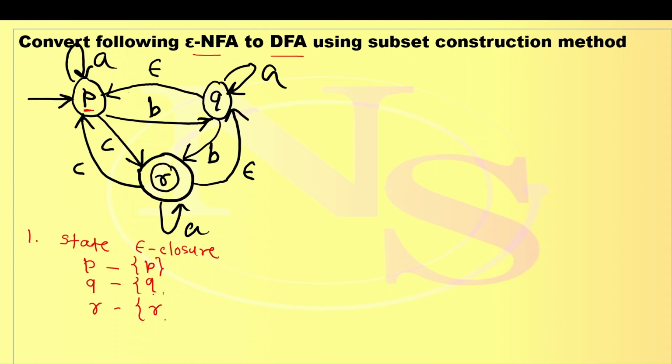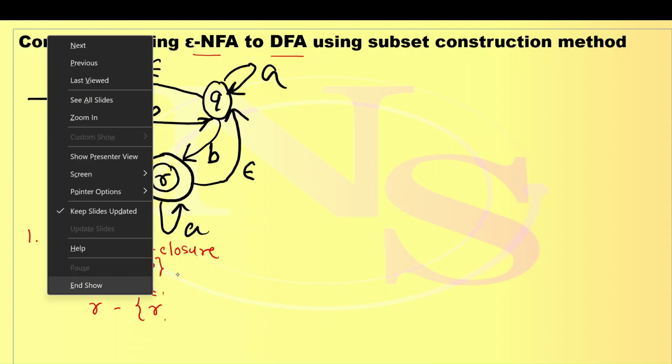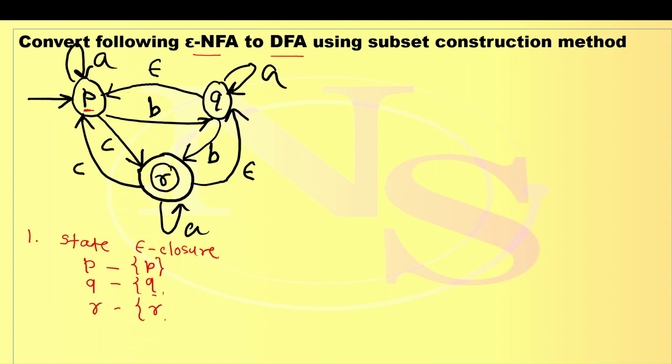Epsilon closure of Q is first Q itself, then go to the state Q, try to find out epsilon transition. Yes, we have one epsilon transition, it's going to P, so add P here. Epsilon closure means what? Whatever states this corresponding state Q can reach using epsilon transition, those states you need to add in the epsilon closure of Q. There is no other epsilon transition from Q.